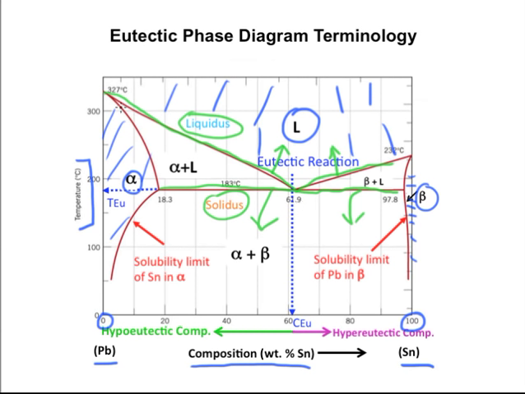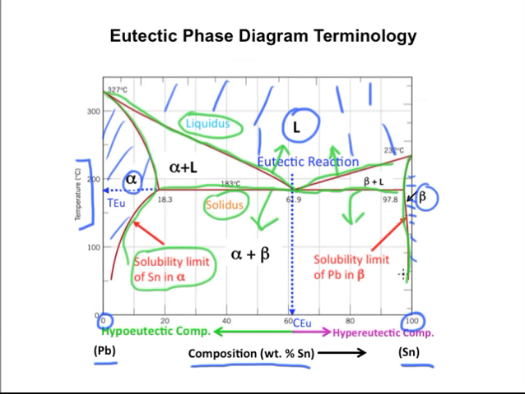There are a few other important lines on this graph, one being this line over here, and the other being this line over here. Now this line on the left is the solubility limit of tin in alpha, meaning that if we started here and added even just a little bit more tin, we'd be in a two-phase region. Depending on the temperature, we would either be in the alpha plus liquid region if it was at a higher temperature, or in the alpha plus beta region if it was at a lower temperature.